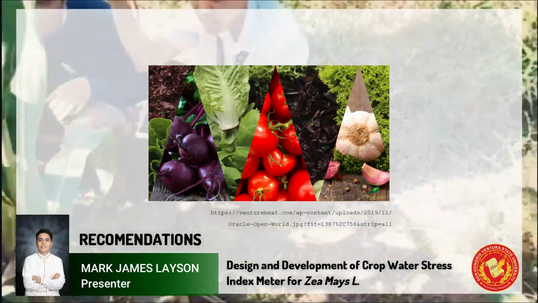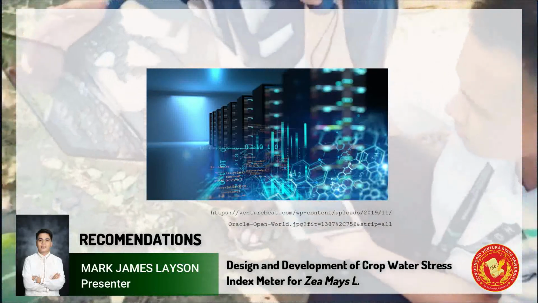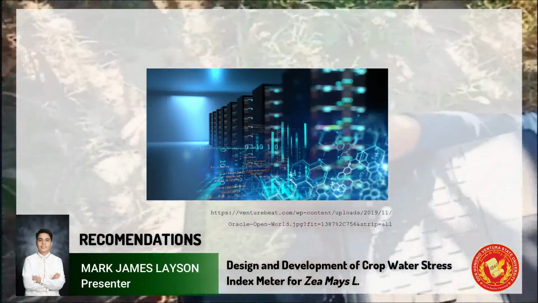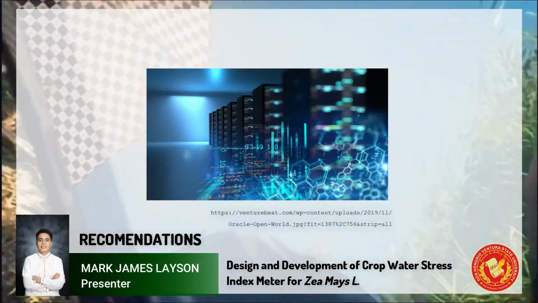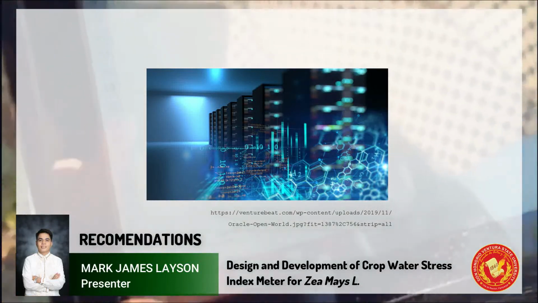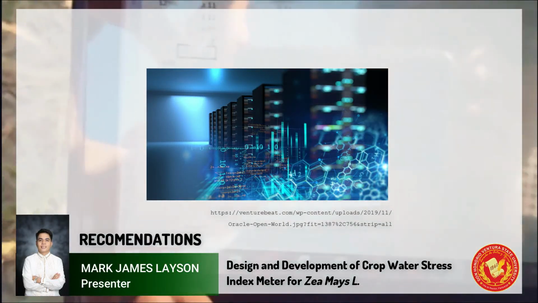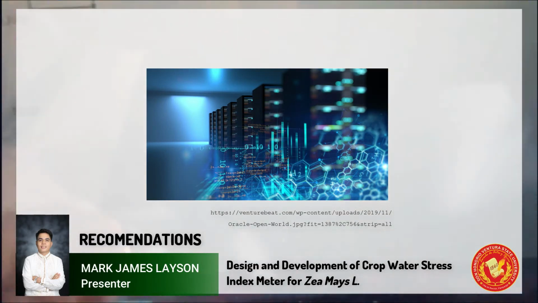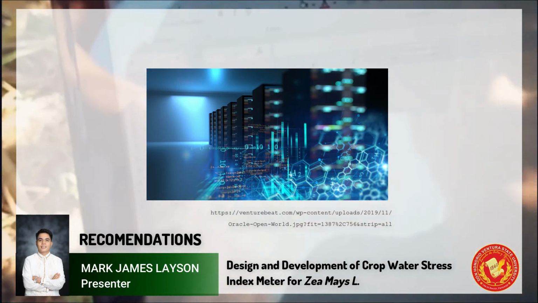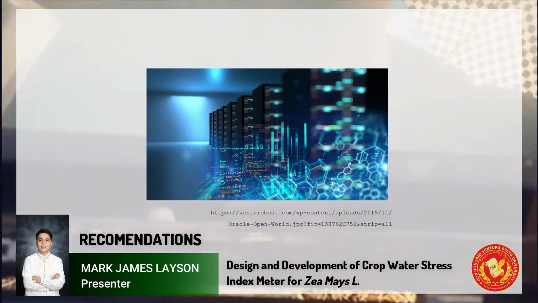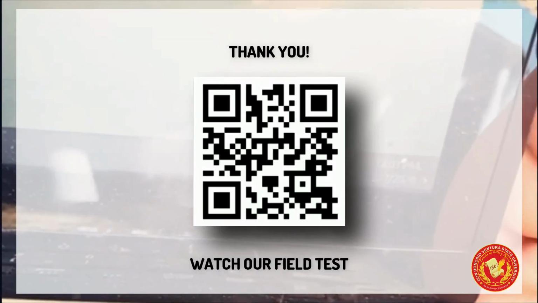Moreover, a memory function can be included to store the data gathered, which will be used for farming management and irrigation scheduling. And lastly, CWSI accuracy can be greatly improved by using Six Sigma and design of experiment such as full factorial analysis when analyzing and gathering data.